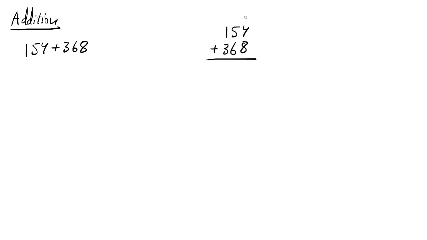Here in this column we have singles. You can think of single balls. We have 4 single balls and 8 single balls. And here we have these 10 piles we have seen before. Each number here represents one of these piles. So we have 5 10 piles and 6 10 piles. And here we have these huge piles of 100. We have 1 of those and 3 of those. So we put piles of the same type under each other vertically.